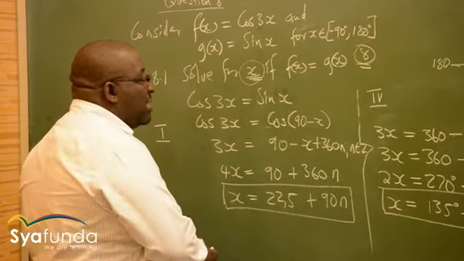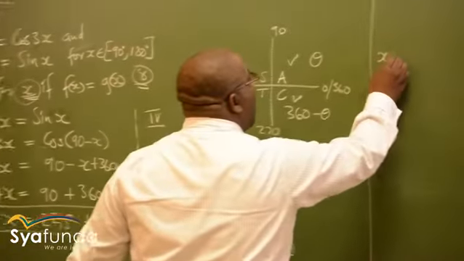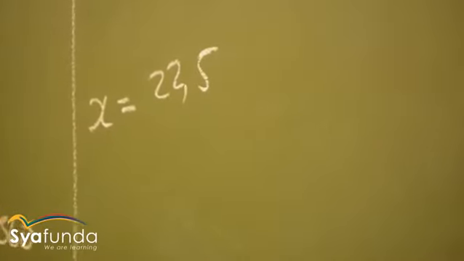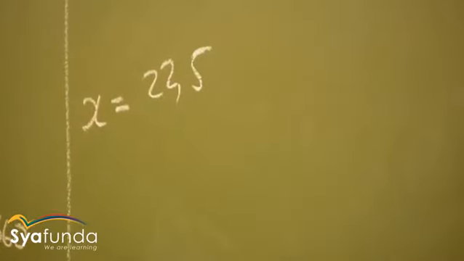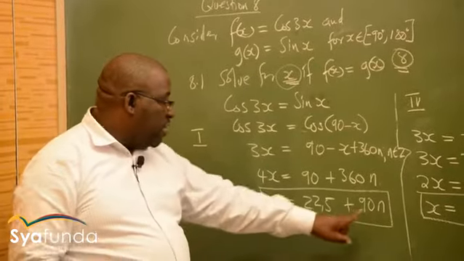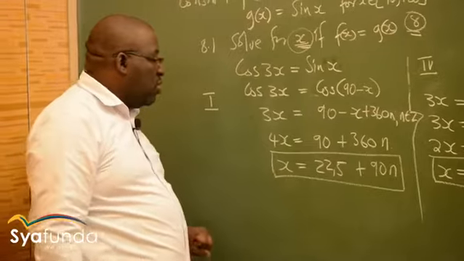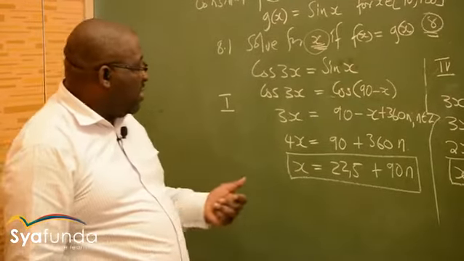So our first x equals 22,5. So this is part of our solution. This is the value of x where these two graphs are the same. Because if I push in 0 here, 0 times 90 is gone. It is only this one, which is 22,5, which is our theta in this particular case.